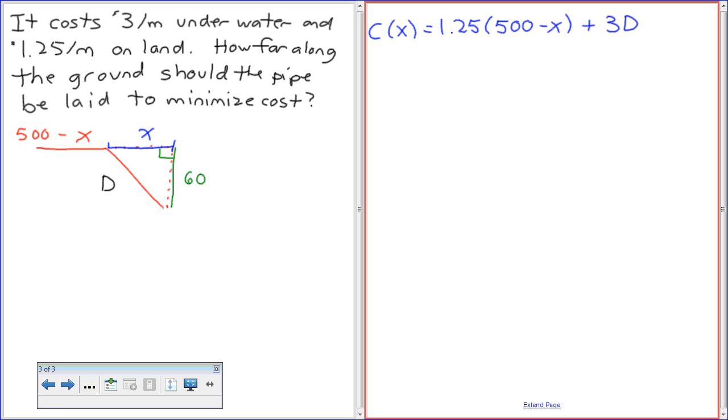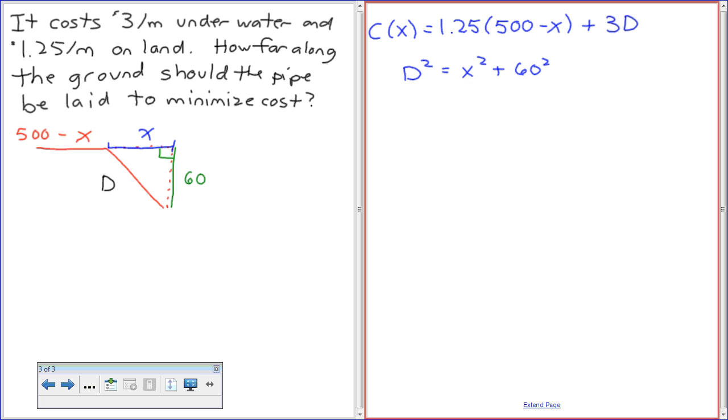Now I have a slight problem with 3D. We've got to make an equation for D still, right? What's my equation for D going to equal? D squared is going to be x squared plus 60 squared. Someone is going to tell me that D is going to equal x plus 60. It literally is not.